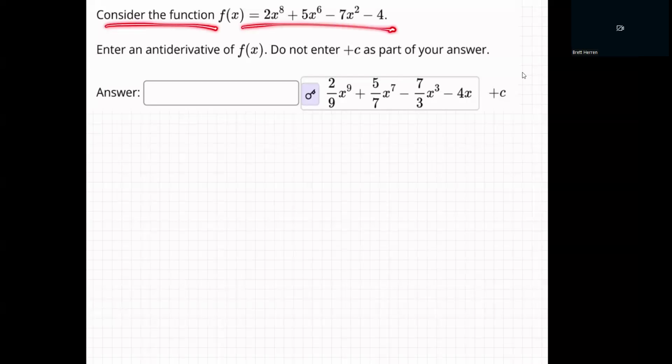Consider the function. They give us a function there. Enter an antiderivative. Okay, so they want us to come up with an antiderivative. What's that? Well, you know the derivative rules, right?